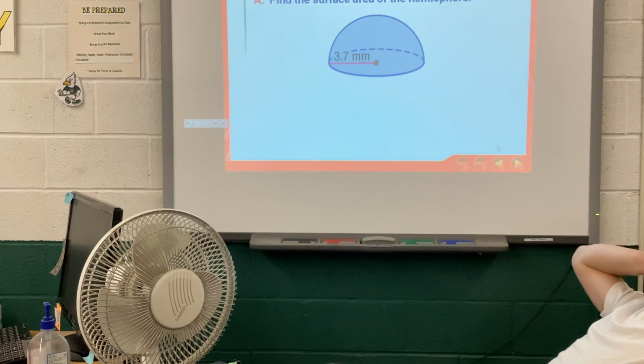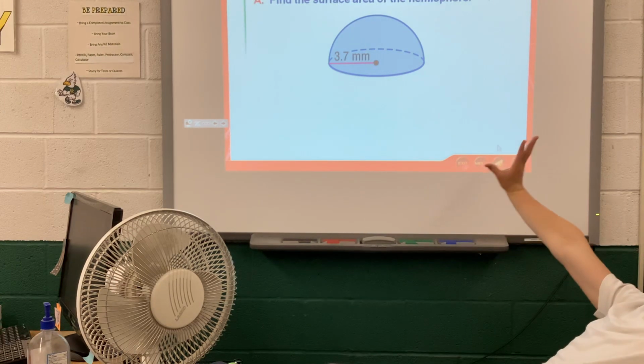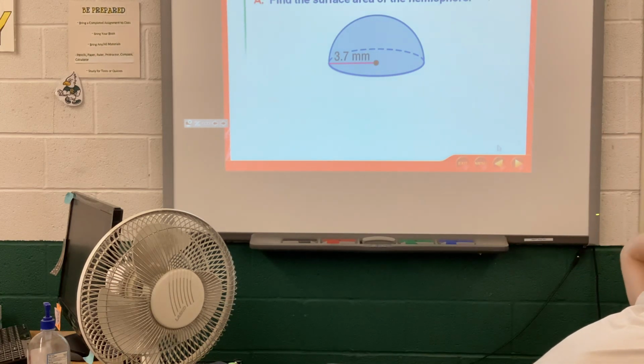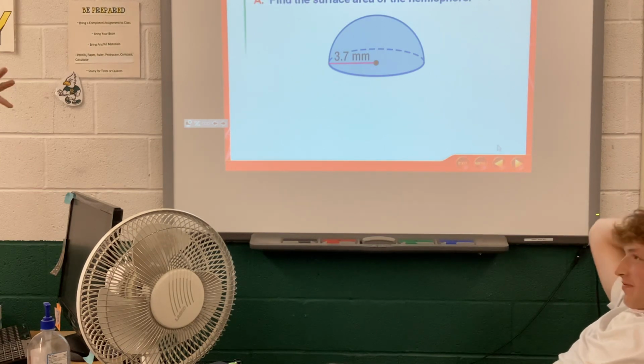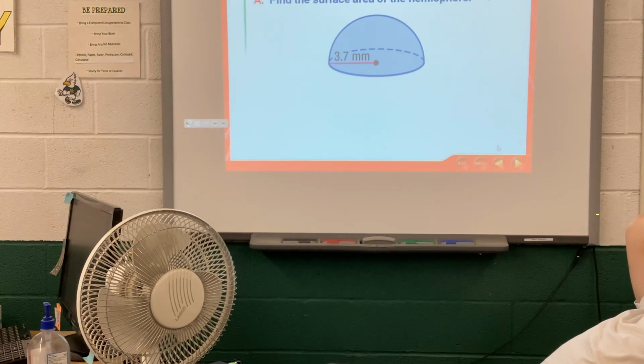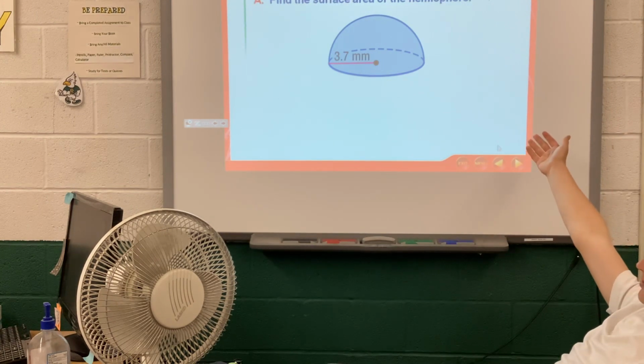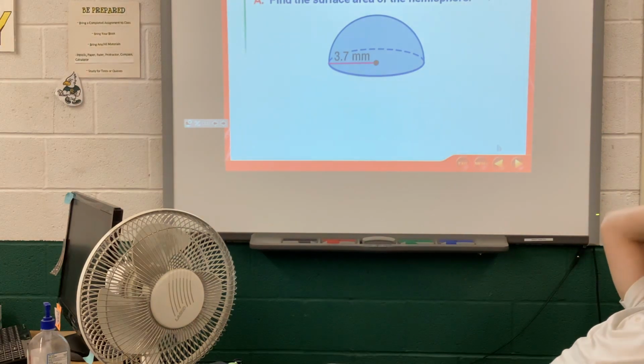We wouldn't have to multiply by 2 to find the whole sphere, because they asked you to find the hemisphere. If they ask you to find the whole sphere and gave you a hemisphere, then you would do that times 2 at the end. So a hemisphere is just a semicircle. It's just half of the sphere.